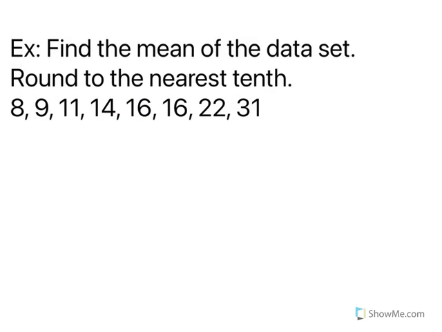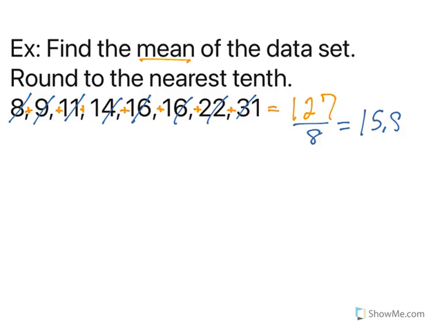Let's do one more. Find the mean of the data set and round to the nearest tenth. Same idea. Anytime you're finding the mean, the first step is to add all of the numbers together. So once again, the sum of these numbers is 127. Well, how many numbers do we have? 1, 2, 3, 4, 5, 6, 7, 8. So I'm going to divide by 8. When I take 127 divided by 8, I get 15 and 875 thousandths.